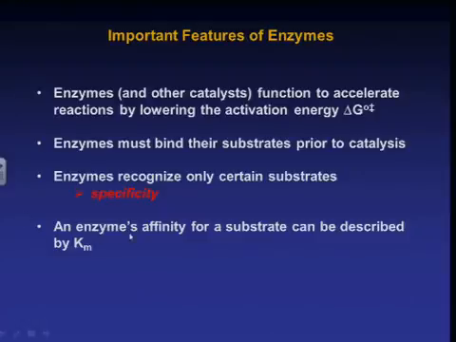And lastly, this enzyme's affinity for a substrate can be described by Km. All right? I'll tell you now, Km is the concentration of substrate at which you have half velocity. The Km term is in fact referring to the binding. We'll talk about another term called Kcat, which is the catalytic component, and we're not talking about that yet. All right. So these are some of the main features.